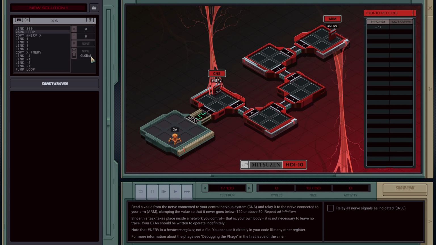So I can't just copy the value straight to the nerve, because first I need to check if it's too low or too high. So this is where I'm going to refer to the manual and see if there's some sort of thing that would help with that. Apparently I can just jump to the loop spot just by doing jump. I don't even need to test, because I just always want to jump back there. I can just say jump loop.